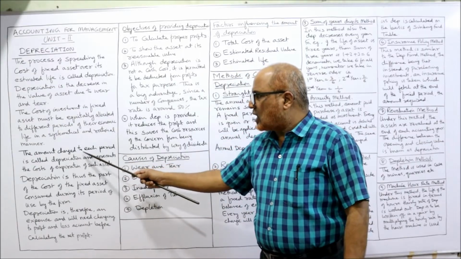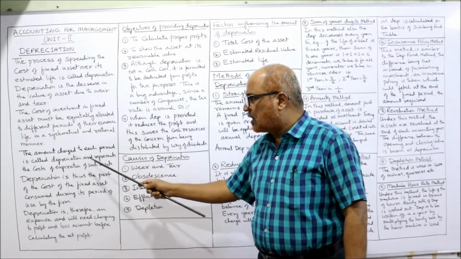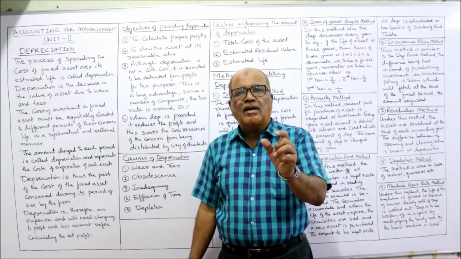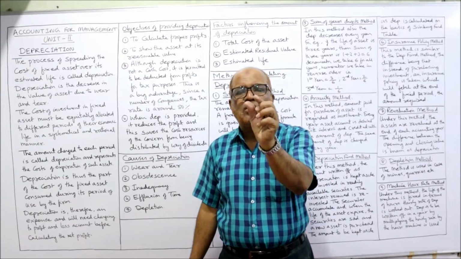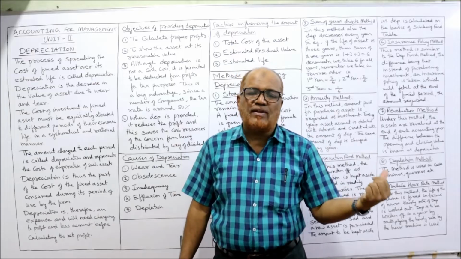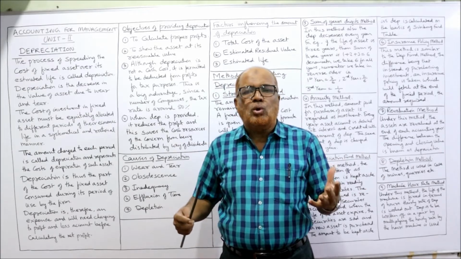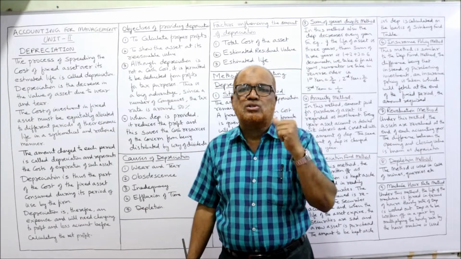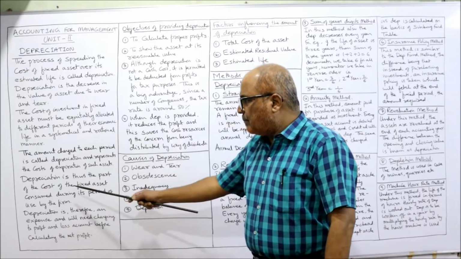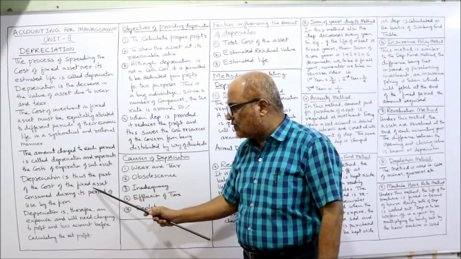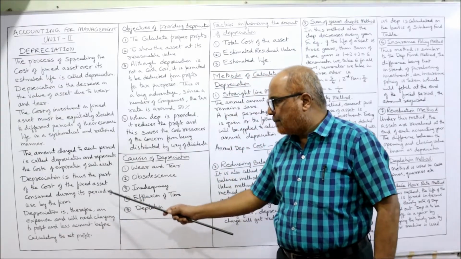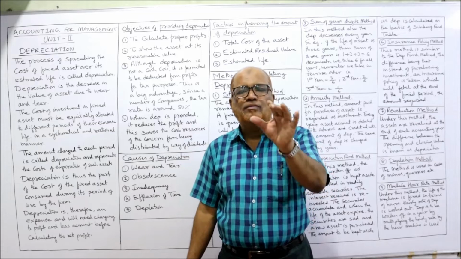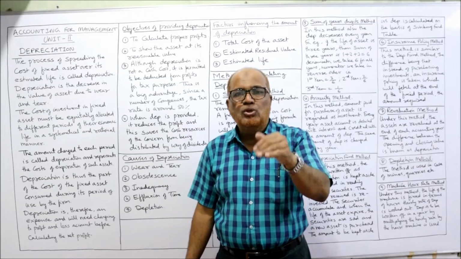Next, the amount charged to each period is called depreciation and represents the cost of expiration of such asset. So every year a part of the cost of the asset is written off as depreciation. That shows part of the expiration of the cost of the asset. Depreciation is thus the part of the fixed asset consumed during its period of use by the firm. It is that part of the cost of the asset which is used.